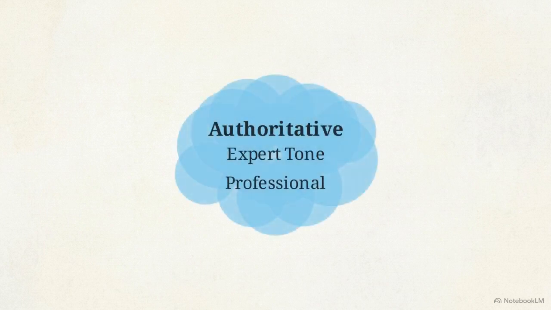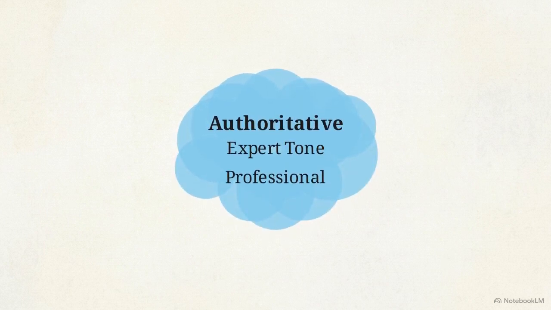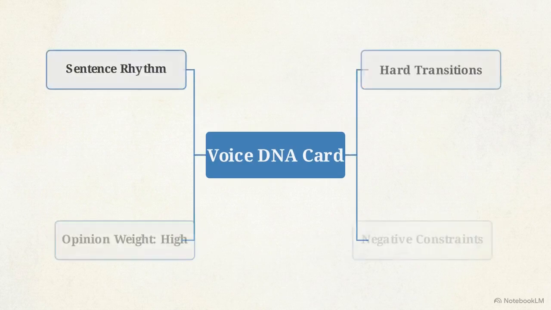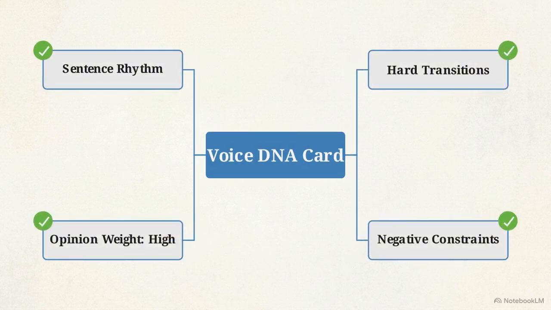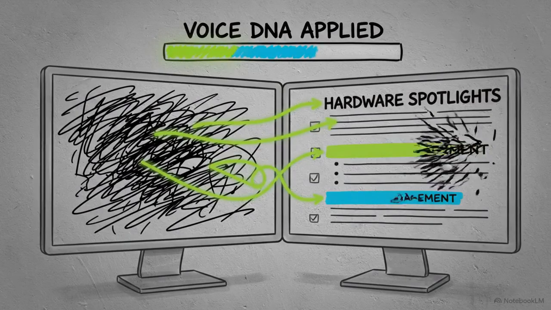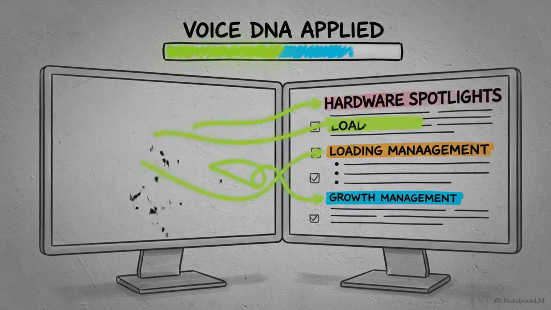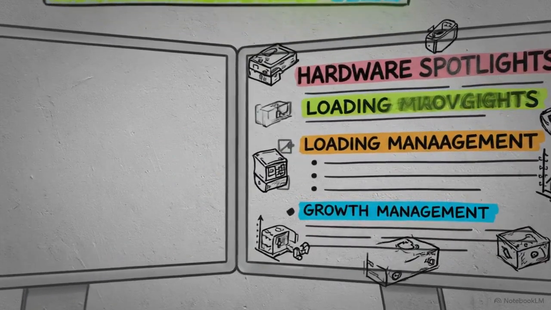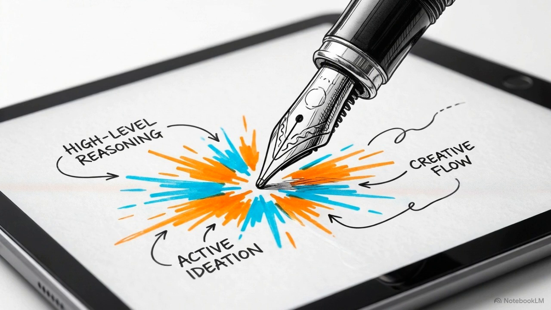It is a highly specific document built on real patterns and examples, replacing generic adjectives like authoritative with actual structural rules. This card acts as a rigid operating system. It forces the LLM to follow human mechanics, preventing regression to its pre-trained robotic baseline. Once the voice DNA is established, the writing phase begins.